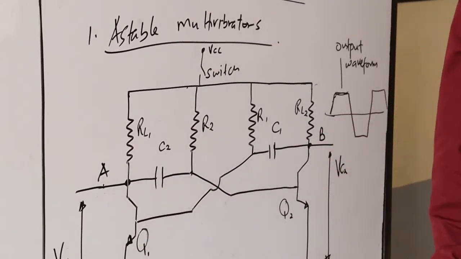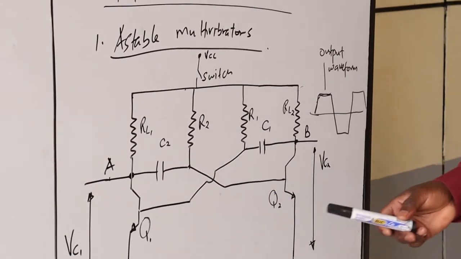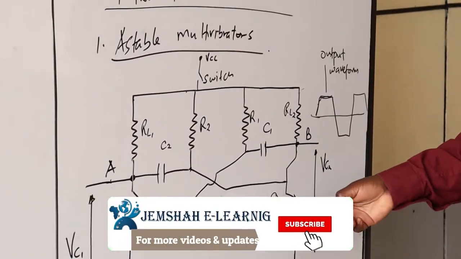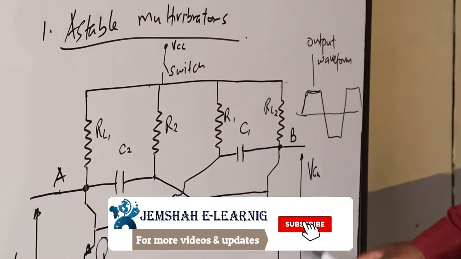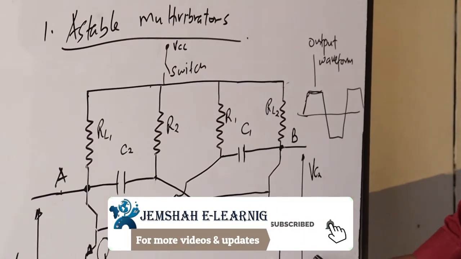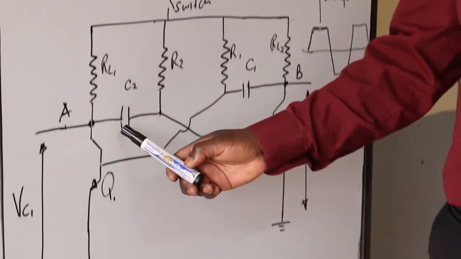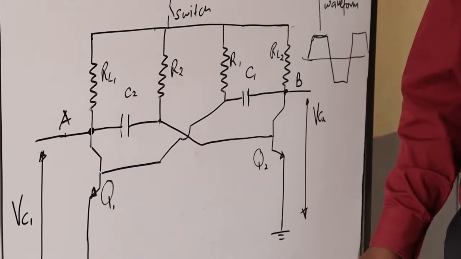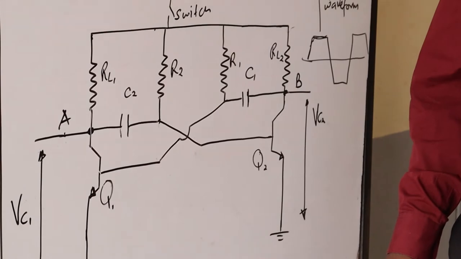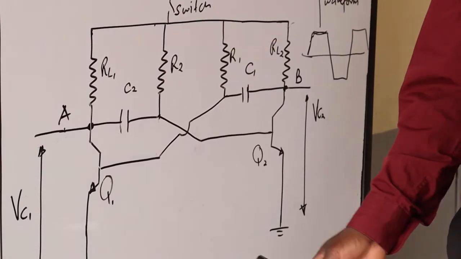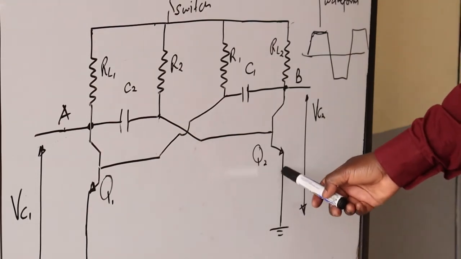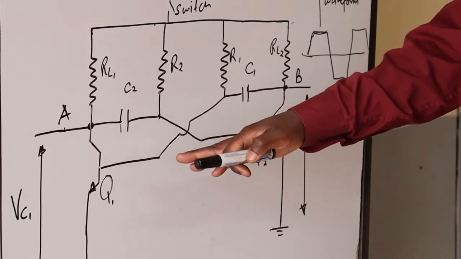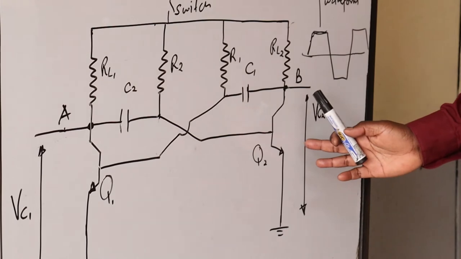So the VC1 will be at zero. But at that instant, Q2 is at cut-off, and that means the voltage across here is at maximum VCC. So during that conduction, this transistor charges to maximum supply voltage, which is given by the VCC. And when the switching takes place, when this now turns off and this turns on, we have a replication of this process being produced at the transistor Q2.